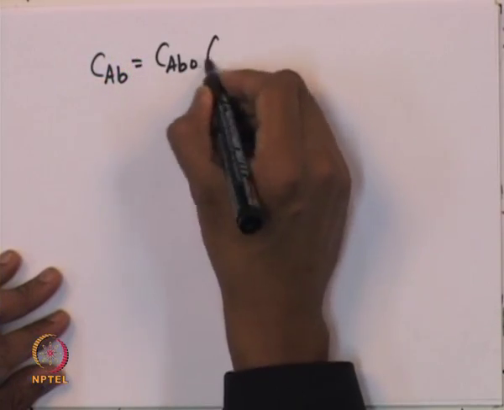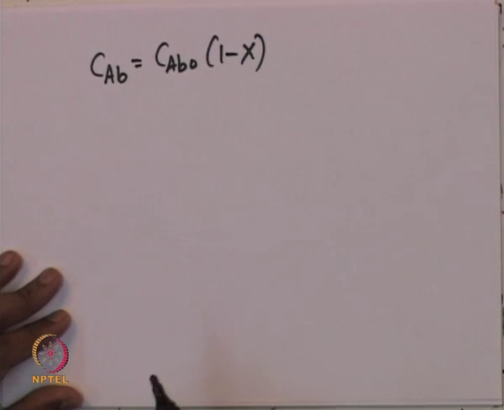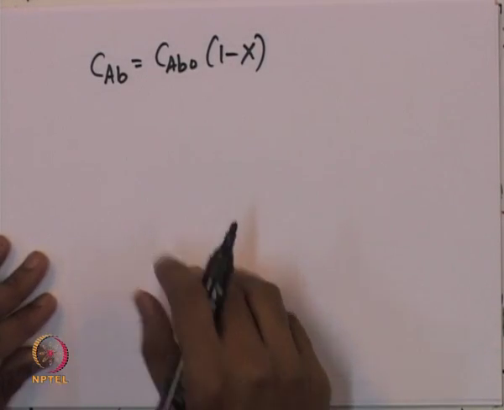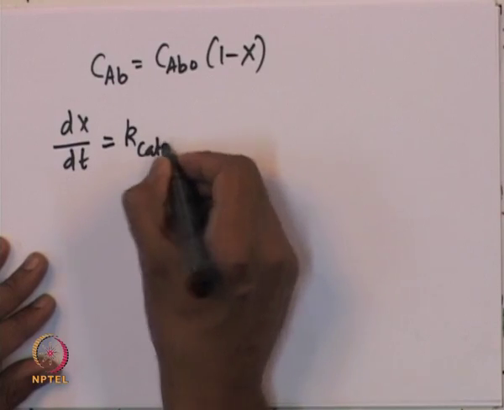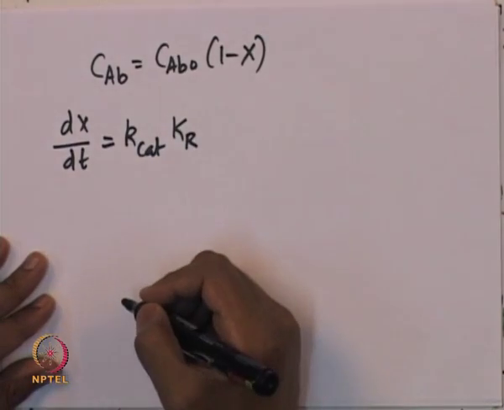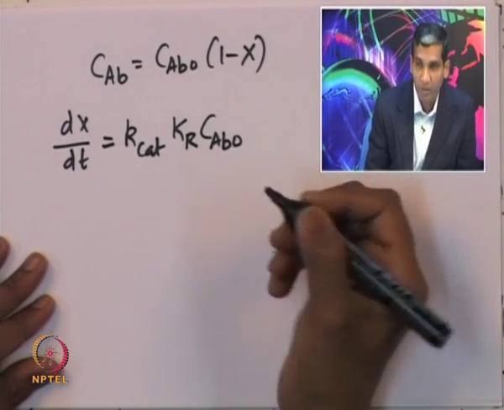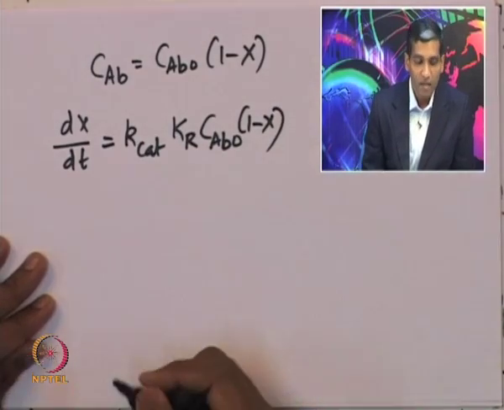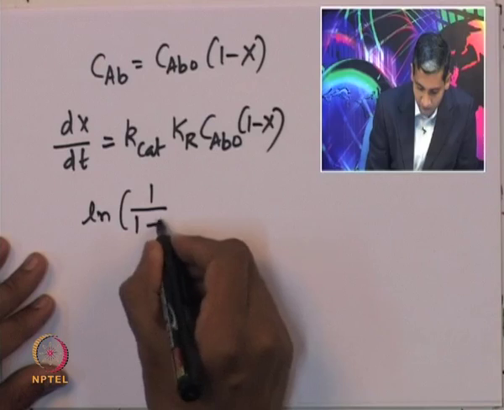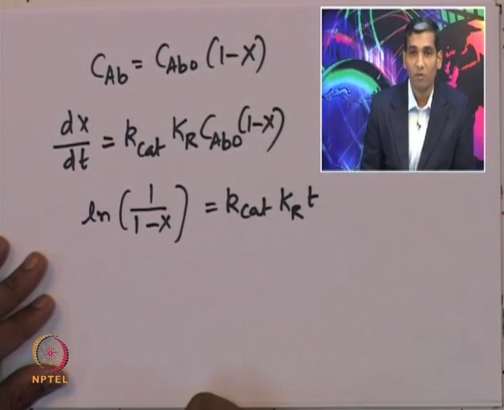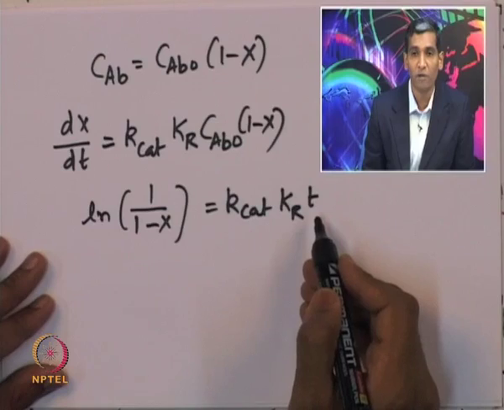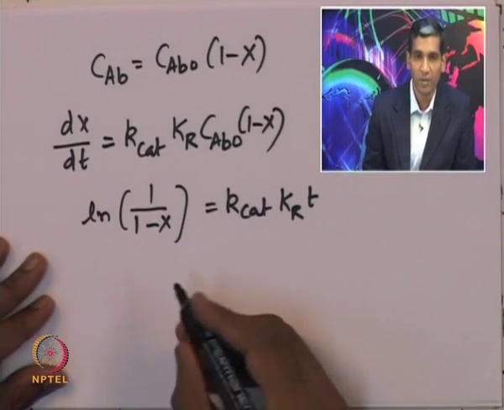So, now using the appropriate stoichiometry, we can say that C_AB is equal to C_AB0 into 1 minus X, where C_AB0 is the concentration of the species at the inlet of the fluidized bed reactor. And so, we can now rewrite the mole balance as dX/dt equal to k_cat into K_R, that is the overall rate constant which captures all the resistances involved, into 1 minus X. So, now we can solve this equation and we can find that ln of 1 by 1 minus X is equal to k_cat into K_R into t. So, this provides a relationship between the conversion as a function of the time that is actually spent by the rising bubble inside the fluidized bed reactor.